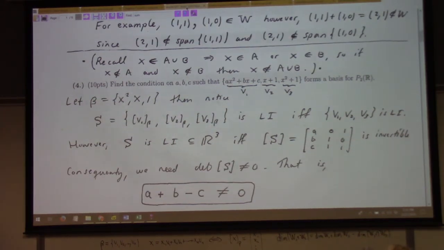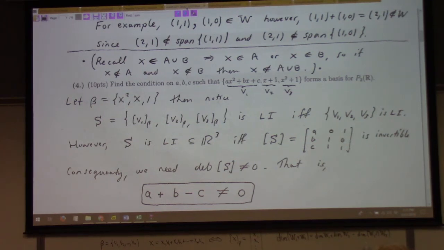All right. So the question here was to find a condition on A, B, and C such that that set forms a basis for P2. So we need what? We need that those vectors are a spanning set for P2, right? Or we could prove that they're linearly independent. That's kind of your choice.